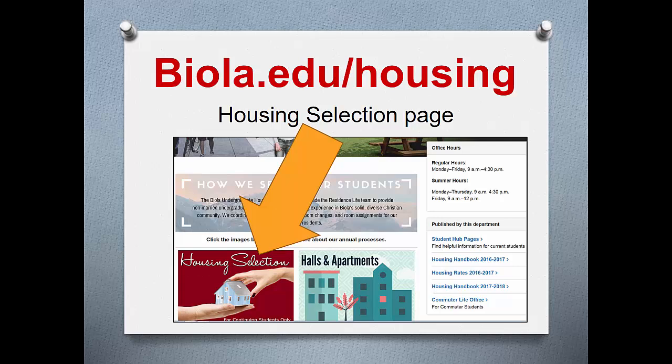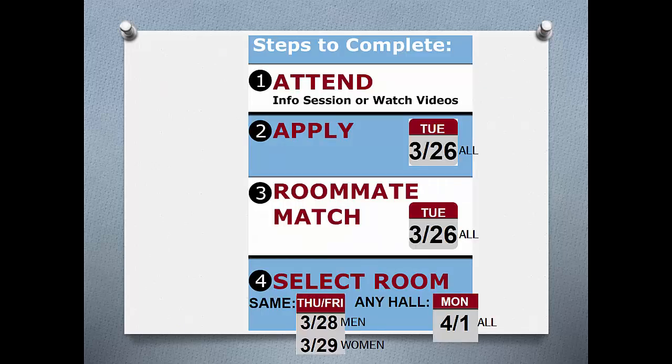The housing selection website has helpful information like links to our exception forms and the floor plans of Alpha, Blackstone, Hart, Hope, Horton, Sigma, Stewart, and Thompson halls. These are the residence halls that are included in this process.